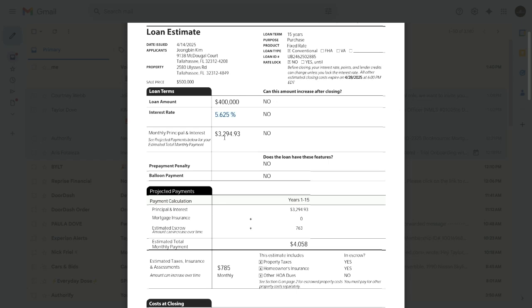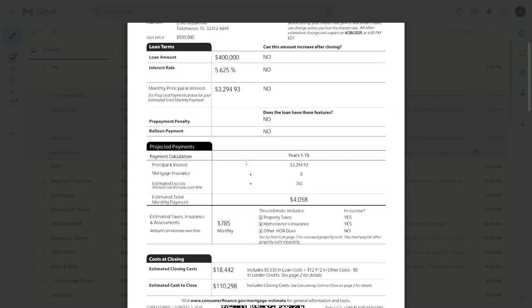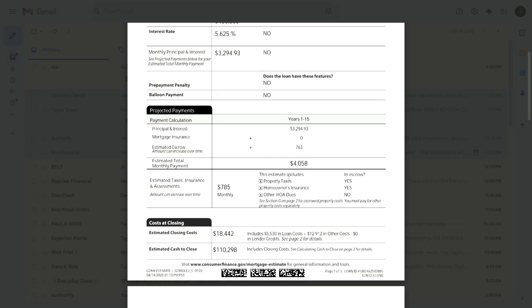once you lock in. Next is going to be your monthly principal and interest. This is just what it costs to have the mortgage. Taxes and insurance are not included in that. And when you scroll down, this is where you'll see the escrow, where your taxes and insurance are involved, which is a $785 number. It's a little less up here just because it's an estimate.